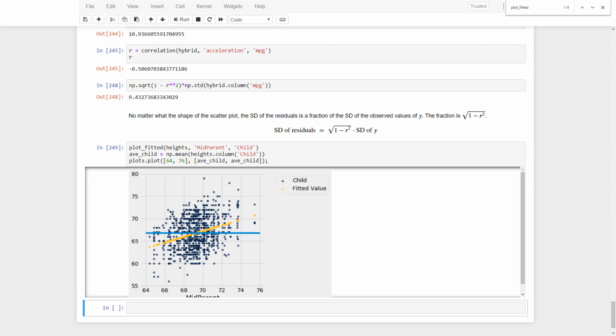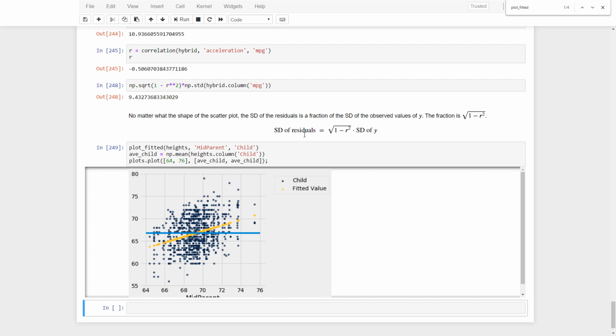line, which is the line at the average value of all the observed values of y. Now if R is 0, that means that this fraction is 1 minus 0, which is 1, which means that the standard deviation of the residuals will be equal to the standard deviation of y.